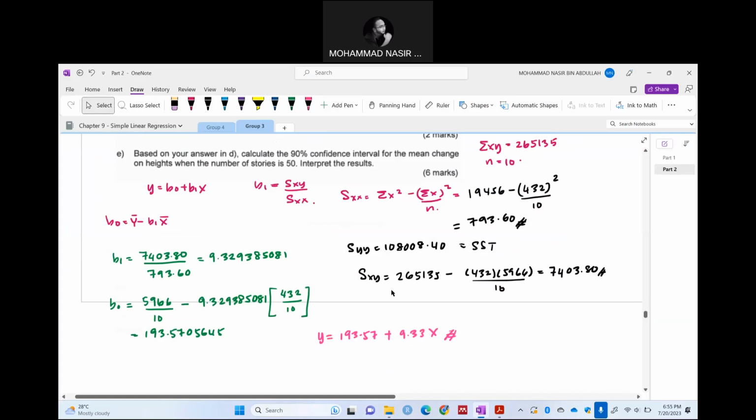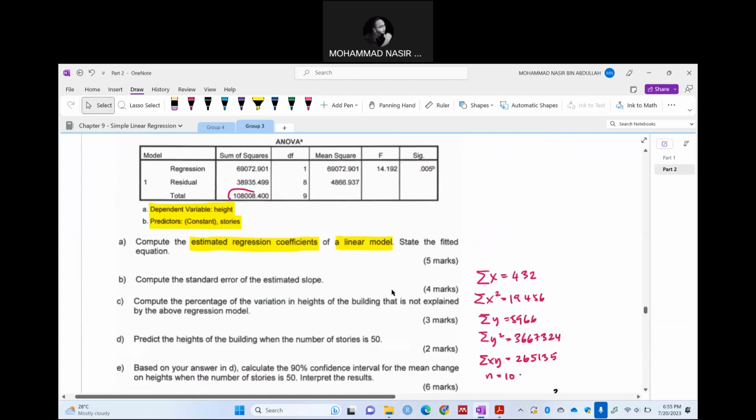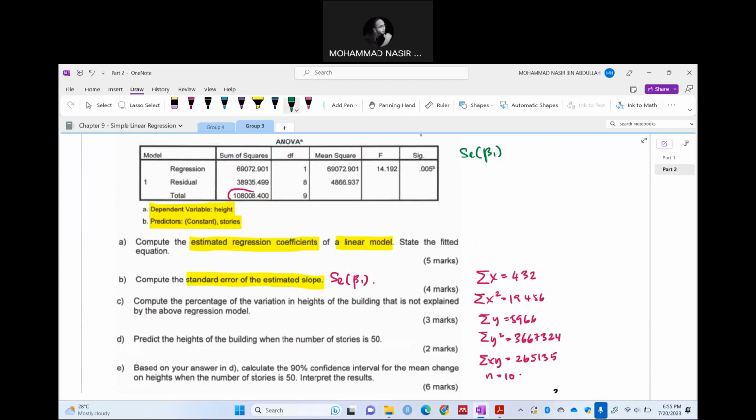Okay, dah? Done? So the second question is compute standard error of estimate. So how to compute a standard error of estimate for slope? Means that in this question we want to find SE for beta 1. So standard error for slope, refer back to your formula. It should be square root of sigma square divided by Sxx, is it?